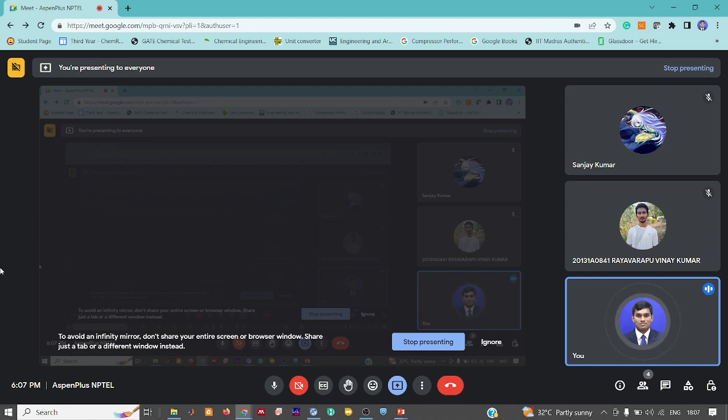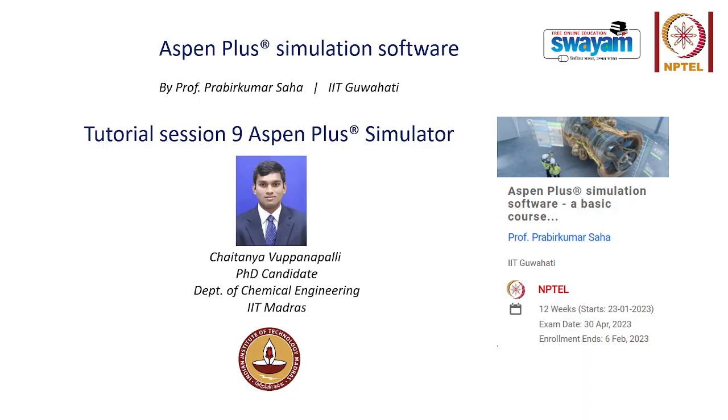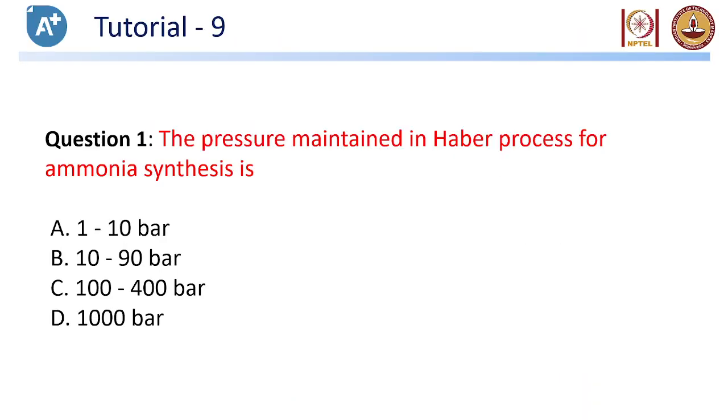I hope you have the Aspen file which we have worked on in the past. You can either continue on the same file or create a new file, because this is a completely different segment. Today we'll be working on distillation. Before going there, I want you to keep your Aspen ready.